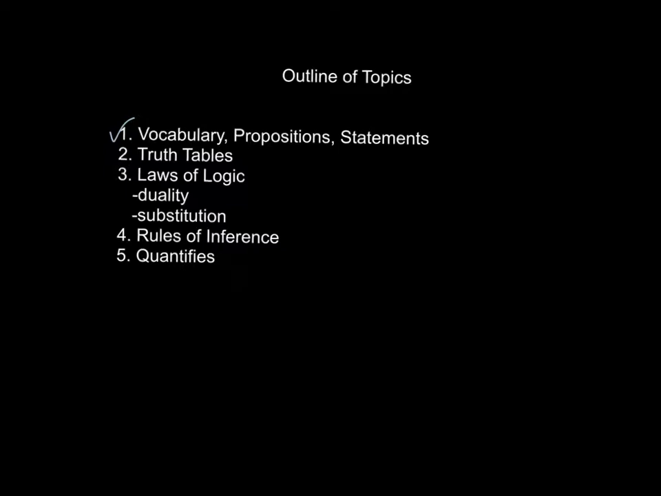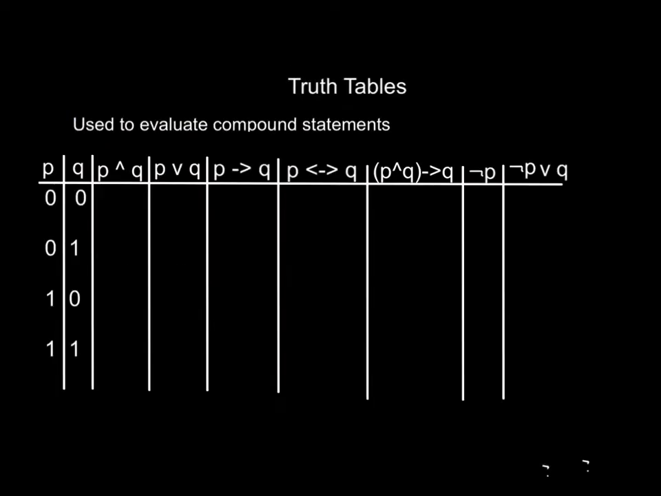So we reviewed our vocabulary. Our next topic is truth tables. Truth tables are used to evaluate compound statements. First, we write all of our propositions. In this case, we're going to consider the propositions P and Q. And then we make a column of all possible values of P and Q. 0 means the proposition is false. 1 denotes a true proposition.